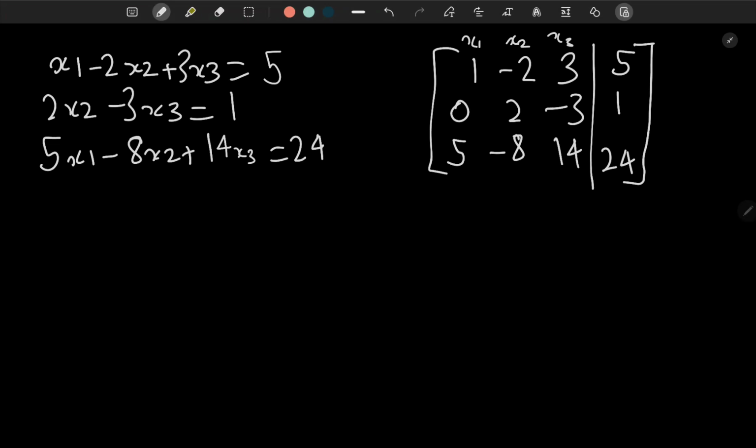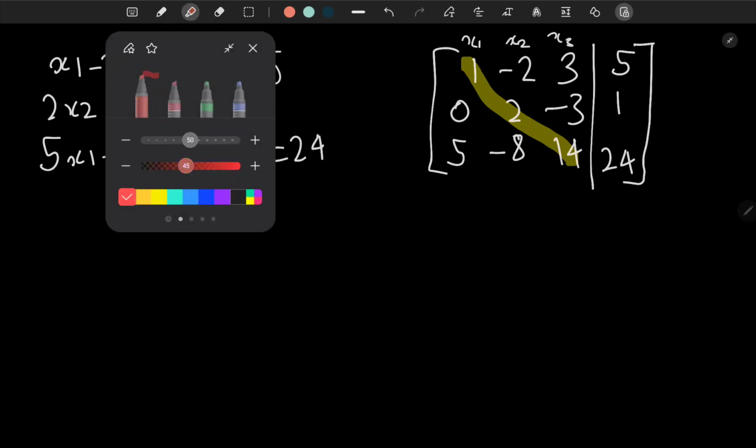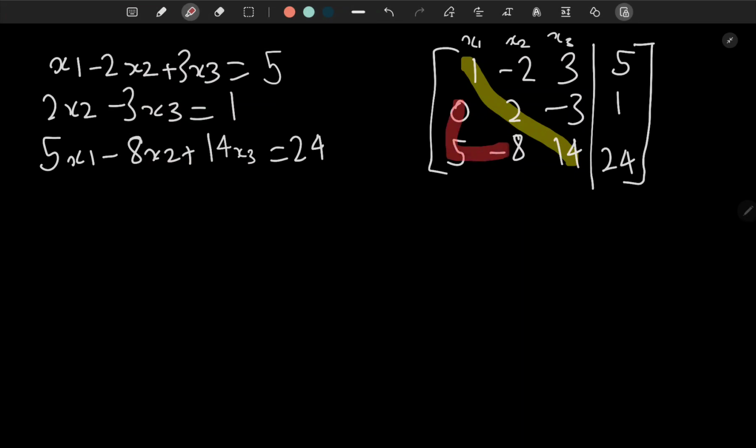Now we need to convert this into the reduced row echelon form, which basically means that we have the pivots, which are, let me highlight them, these numbers as 1, and whatever is above them or below them has to be 0. So these highlighted in red have to be 0. I had made a video on RREF, reduced row echelon form, so I'll just be showing the operations done here very simply. Let's do that now.